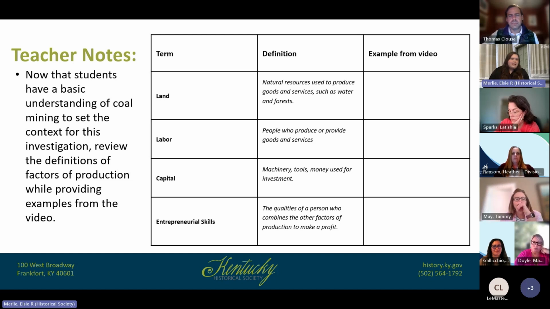How about for land, labor, and capital? Any examples? Land, I think I could definitely see the coal. Yes.